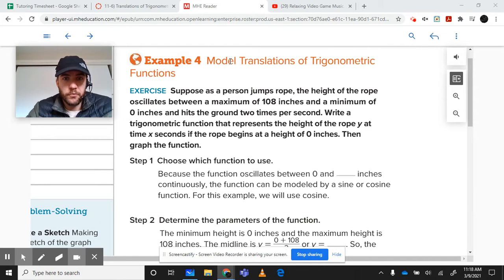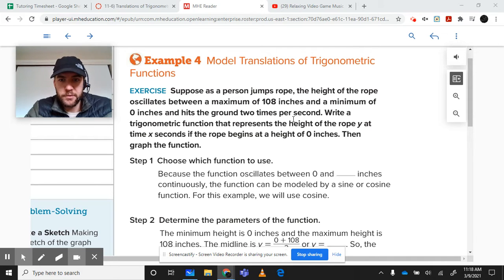Okay, here on example number 4, we are modeling translations of trigonometric functions. They give us this example where a person is jumping rope. The height of the rope is oscillating between a maximum of 108 and a minimum of 0. So we're not going negative, we're just bottoming out at 0, which means there must have been some vertical shift pushing the whole graph up. Hits the ground 2 times per second.